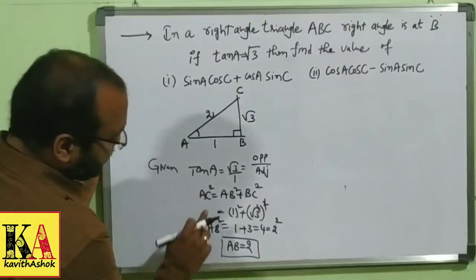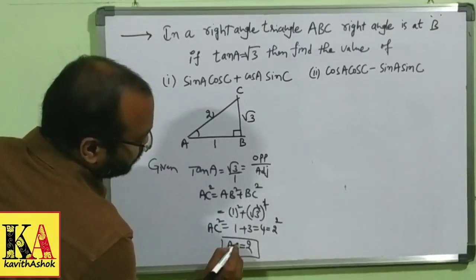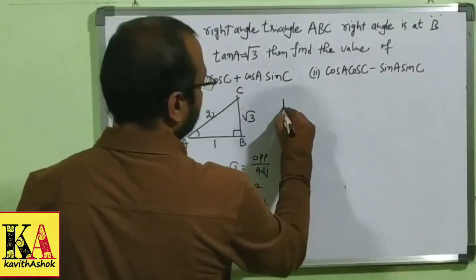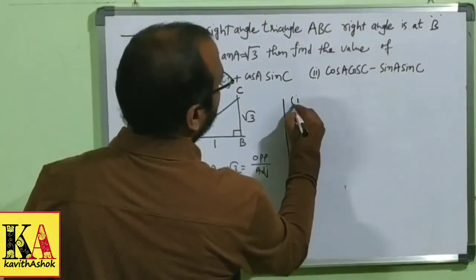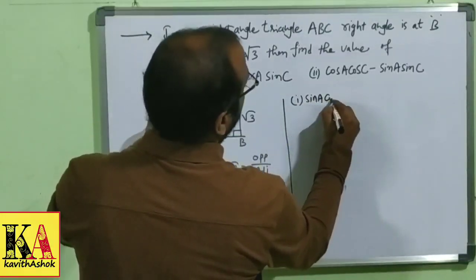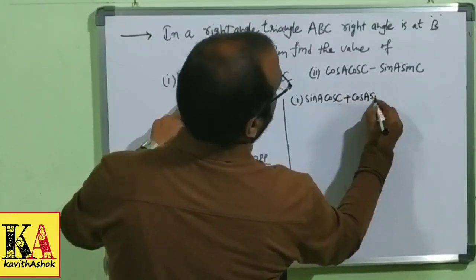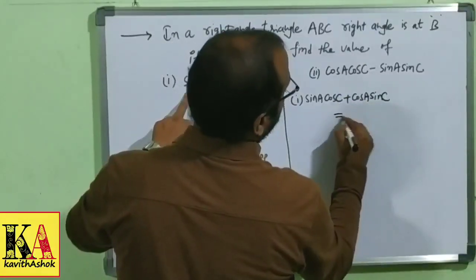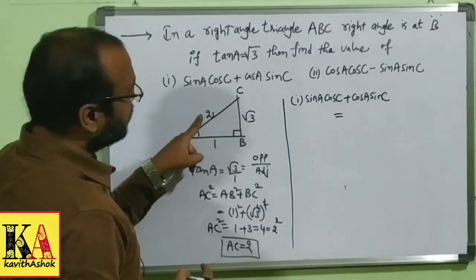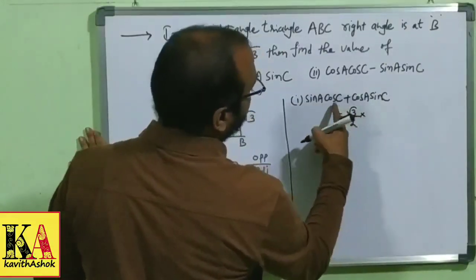Right? So this is AC. AC is 2. Now take the first question. Sin A cos C plus cos A sin C. This is equal to sin A. Sin A in the sense opposite side by hypotenuse. So root 3 by 2 into cos C.